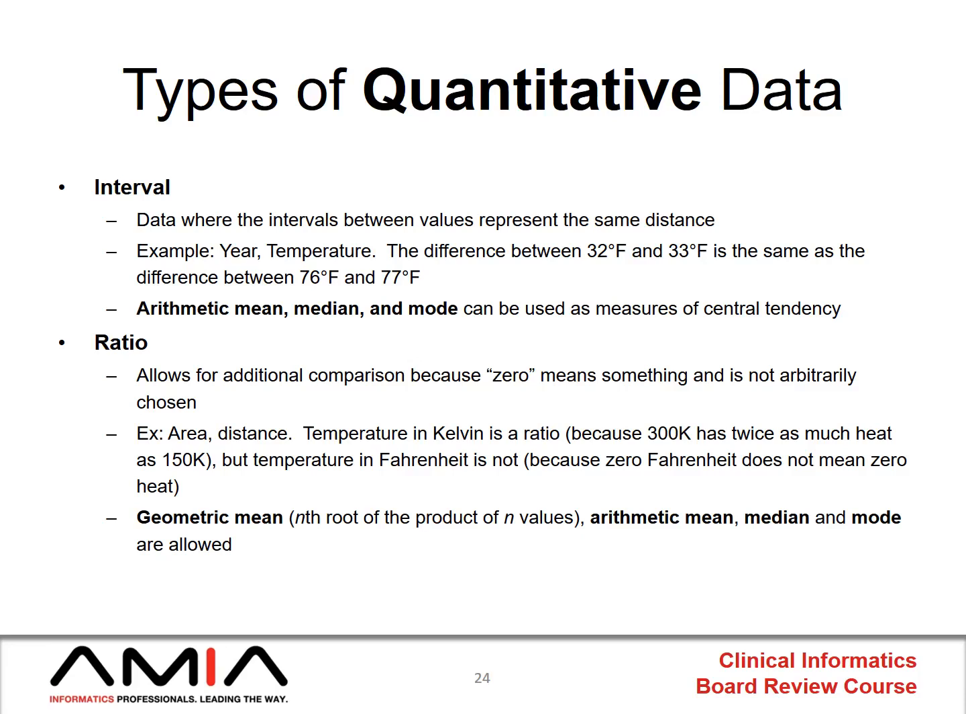Because of this idea of zero meaning something, you can now do what's called the geometric mean. And I don't think I've actually ever done this in any intentional way. But in addition to the mode, the median, and the arithmetic mean, you can now do the geometric mean, which is the nth root of the product of all n values among the set of data.